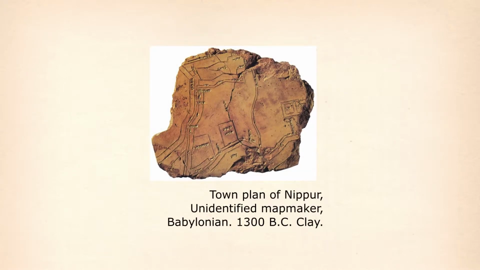So, for example, we can find very old illustrative maps in ancient Mesopotamia already. This piece of stone, size 21 by 18 centimeters, represents the city of Nippur.